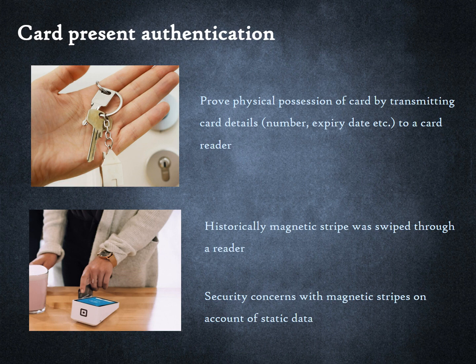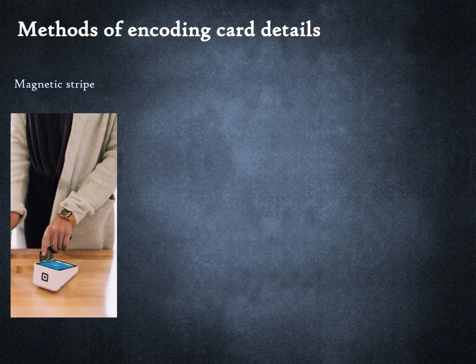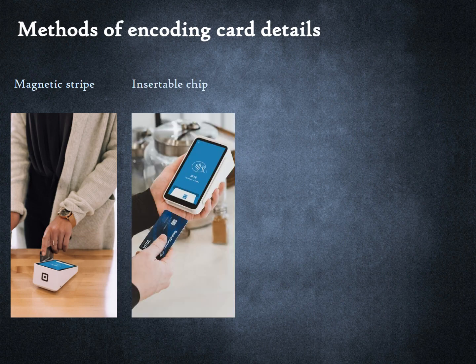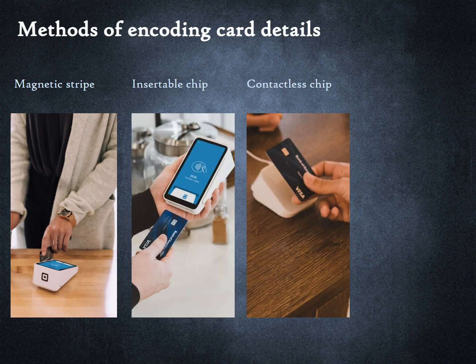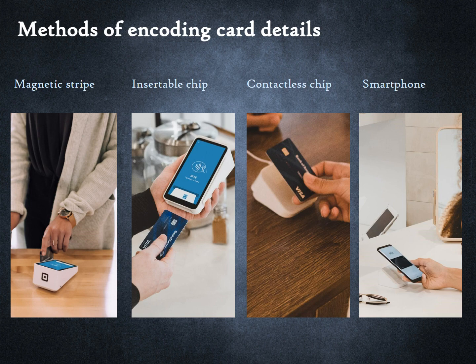To overcome this concern, new methods have evolved. The new methods of encoding card details are insertable chip cards, contactless chip cards and contactless smartphones. A detailed understanding of these is outside the scope of this lesson. What is common to all four methods is the encoding of card details in a physical object so that a card reader can read them. What is different is that non-magnetic stripe methods generate dynamic one-time codes at each transaction. Thus, fraudsters cannot use a card they don't physically possess for card-present transactions.